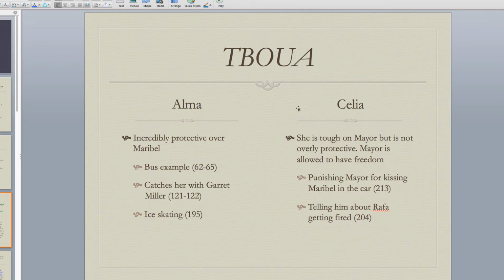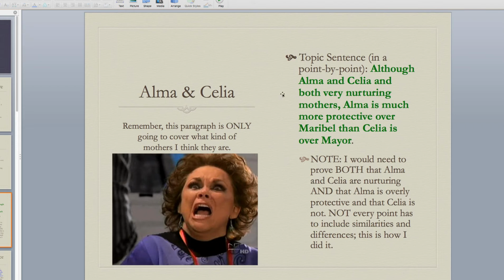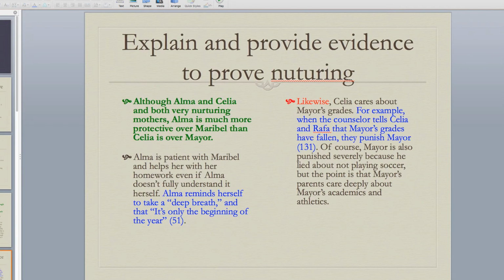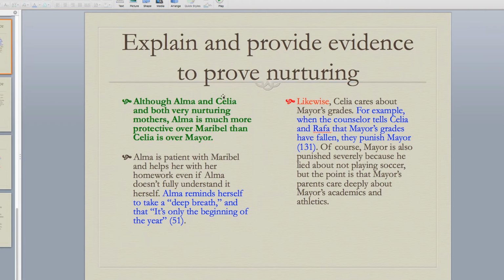You could certainly just stick with saying that both of these women are nurturing and provide examples. So again, I'm going to keep that topic sentence here in green so you can see it. That didn't change. Here, if I can spell nurturing right, I'm going to make a little list, provide some evidence to prove how both women are nurturing.